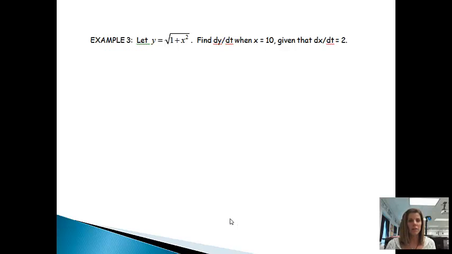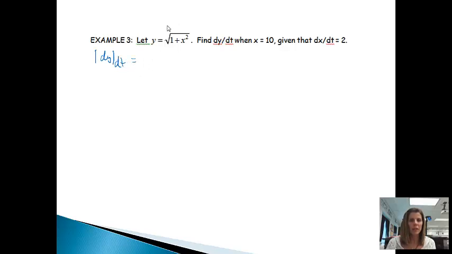All right, let's try one more example. We're going to let y equal the square root of 1 plus x squared, and we'd like to find dy dt when x equals 10, given that dx dt equals 2. So again, we're dealing with information that's changing with respect to time. On the left side, the derivative of y would be 1, and we're taking it with respect to time, so we will include the dy dt.